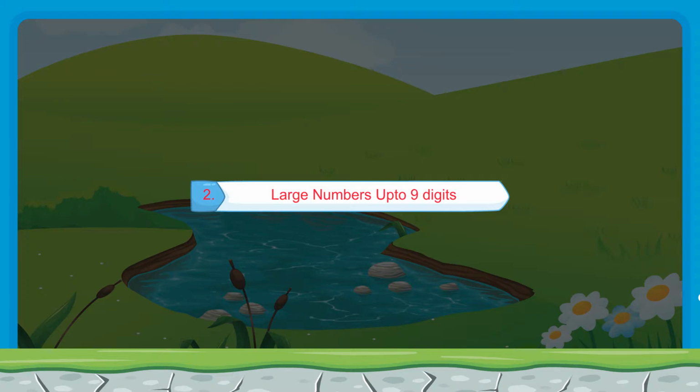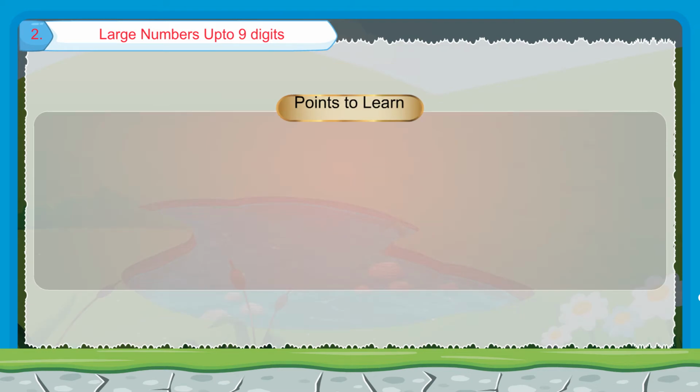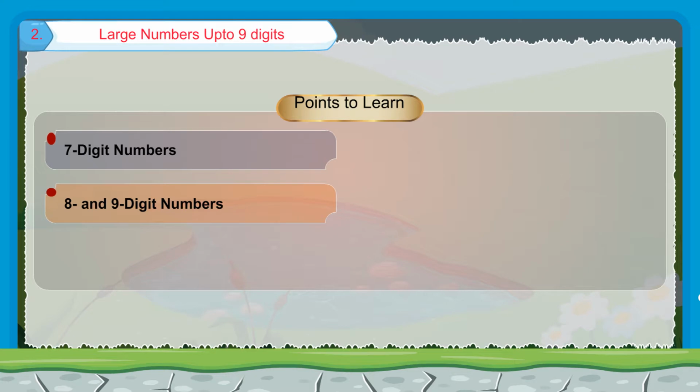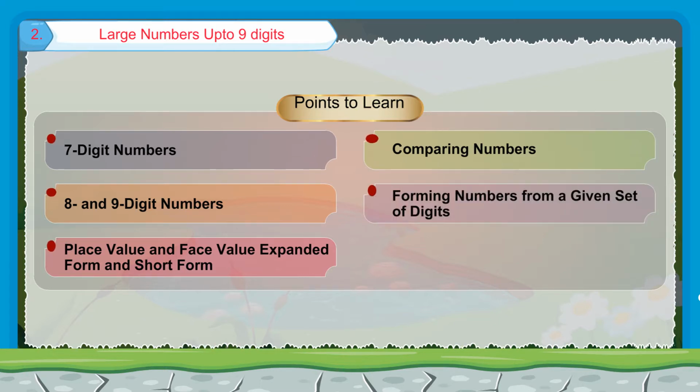Large numbers up to 9 digits. Points to learn. 7-digit numbers. 8 and 9-digit numbers. Place value and face value, expanded form and short form. Comparing numbers. Forming numbers from a given set of digits. International place value system.